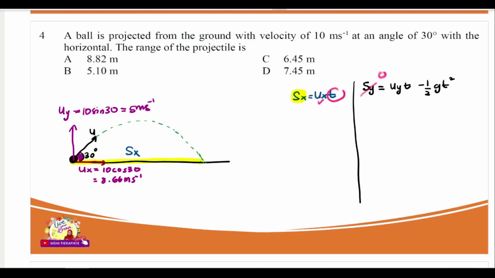The value of SY we already calculated. The value of UY we already calculated. So SY is equal to 0, UY is 5, T we want to find, times half, 9.81 T squared. Therefore, we can calculate T is equal to 1.019 second. So we can find SX, where UX is 8.66 times T, 1.019.